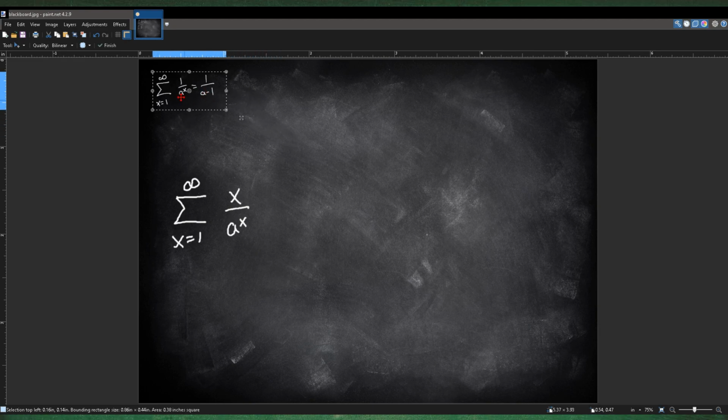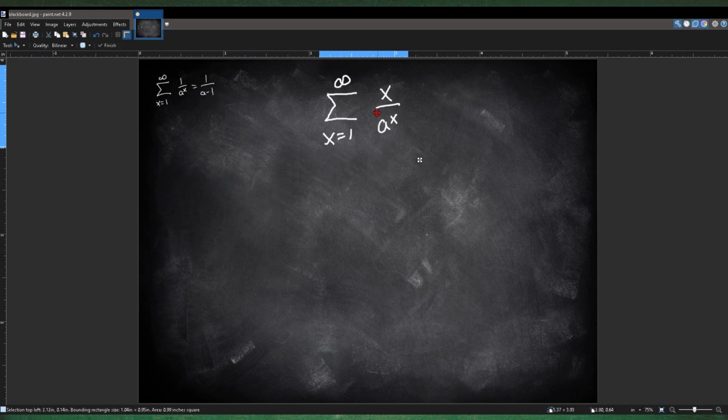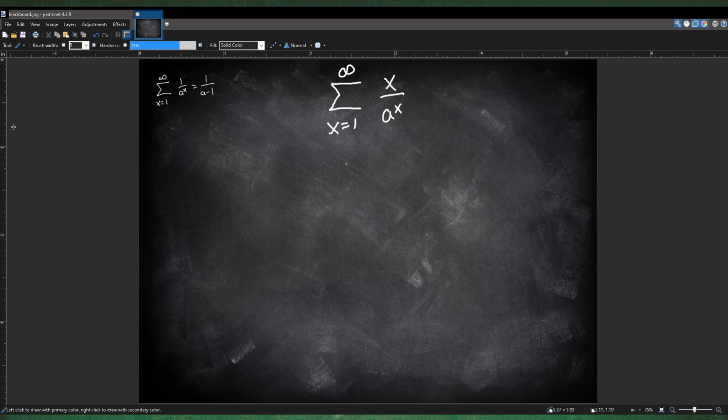Okay, and then this is the overarching summation that we're trying to look for. Okay, so imagine, let's use the case for x over 5 to the x.